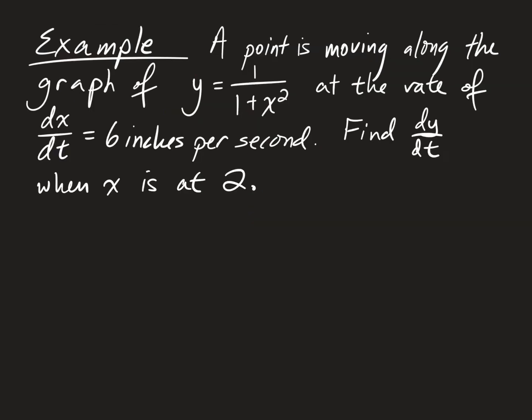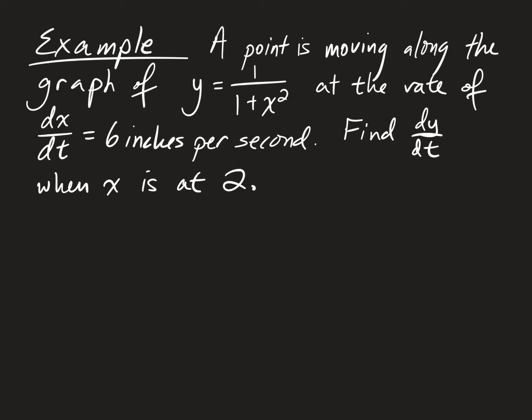Speaking of examples, let's take a look at this one. A point is moving along the graph of y equals 1 over 1 plus x squared at a rate of dx/dt equals 6 inches per second. We want to find dy/dt when x is at 2.